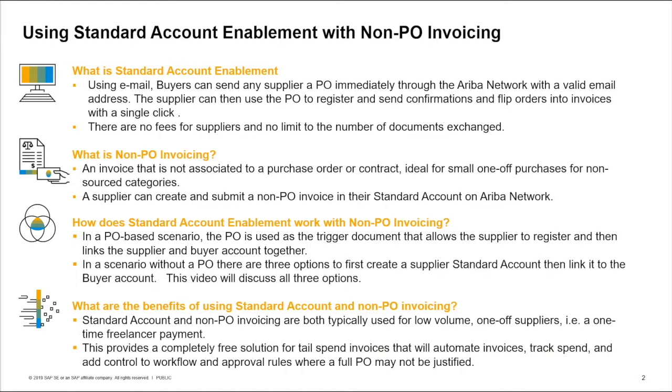Let's start by going through some basics. What is standard account enablement? This is a way to enable suppliers on the Ariba network. By using email, buyers can send any supplier a PO immediately through the Ariba network that contains a valid email address. The supplier can then use the PO to register and to send order confirmations and flip orders into invoices with a single click. There are no fees for suppliers and no limit to the number of documents exchanged.